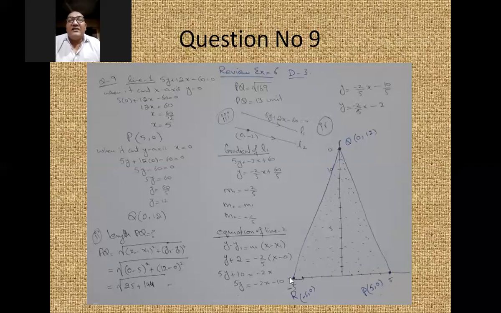So R will be the image of the P. So its coordinates should be minus 5, 0. The coordinates of the R will be minus 5, 0. So we have found the R point. So you can see this is the line of symmetry, and this is the triangle PQR. These are the peak questions on this concept.